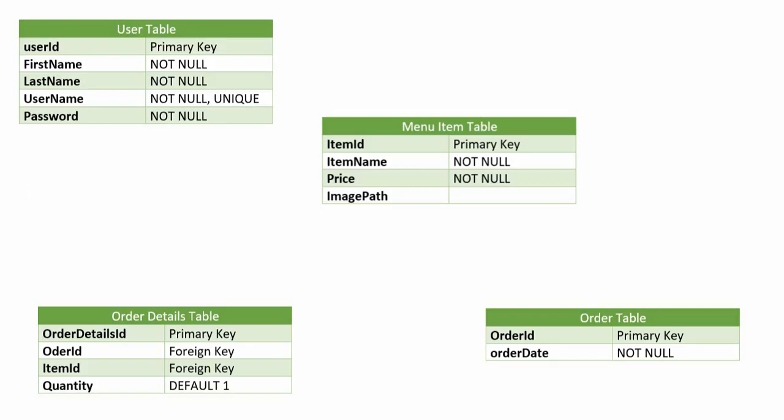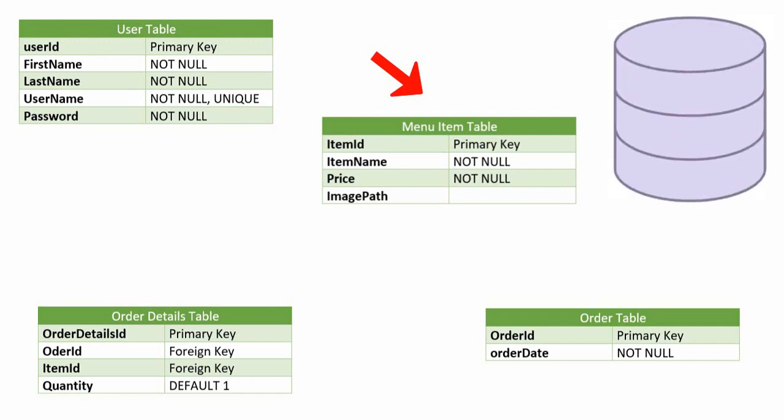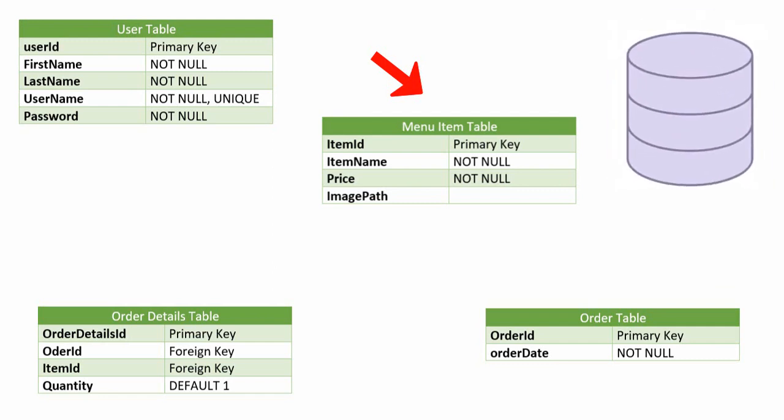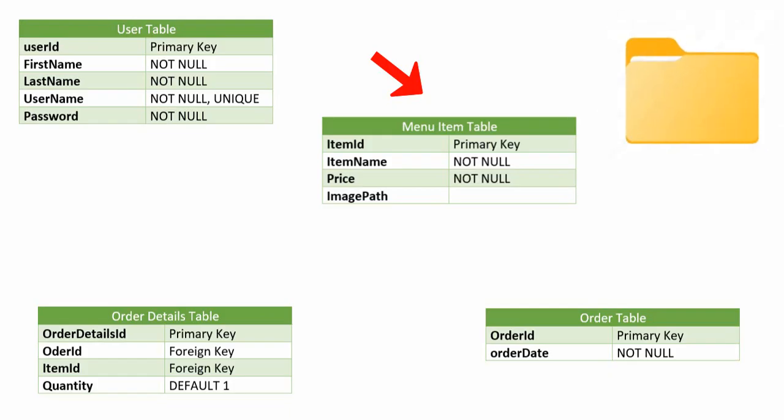So, after that, we have menu item table, and this table can be used to store all the items available in our cafe. And here we have item ID, which is primary key, item name, price, and image path. Because for storing image, we want to store path of the image in the database and we will store all the images in the computer directory.